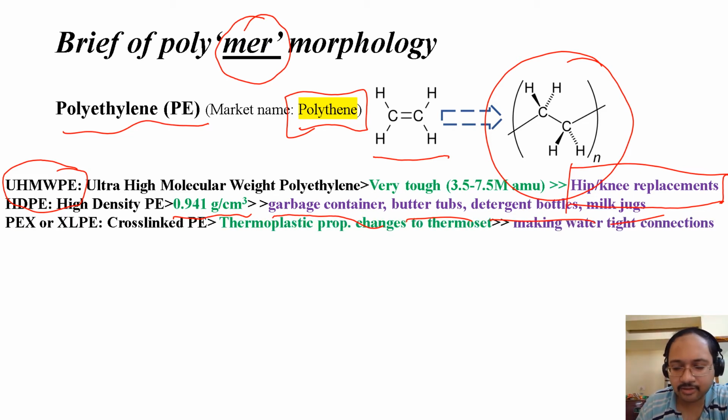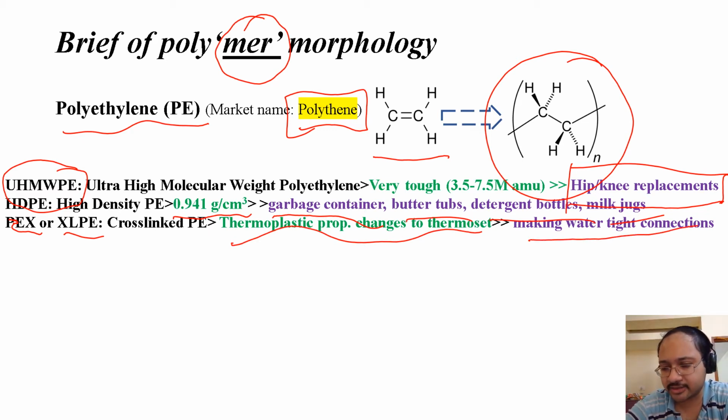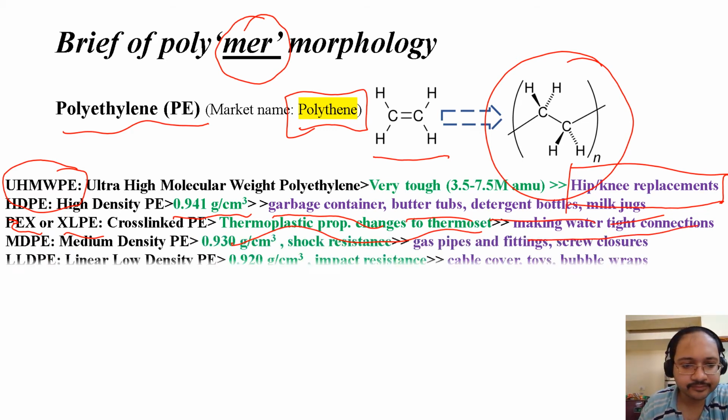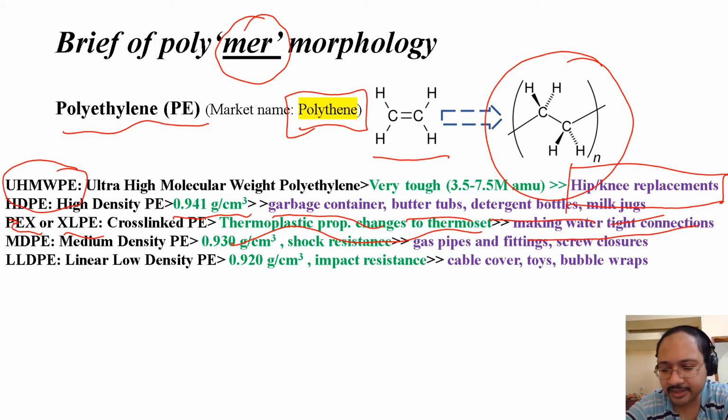Then comes the cross-linked polyethylene, either you call it PEX, or the cross-linked polyethylene. These are typically thermoplastic polyethylenes. They have thermoplastic properties that change to thermoset, making watertight connections. Then the medium density and the linear low density.